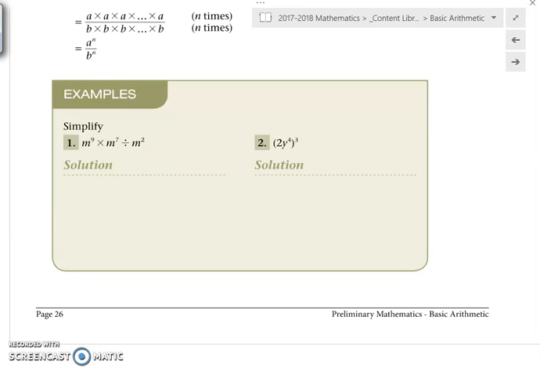All right, Caitlin, these are the examples I want you to do really quickly. You said you do them quickly. m to the power of 9 times m to the power of 7 divided by m to the power of 2. What's the answer? What do you do?